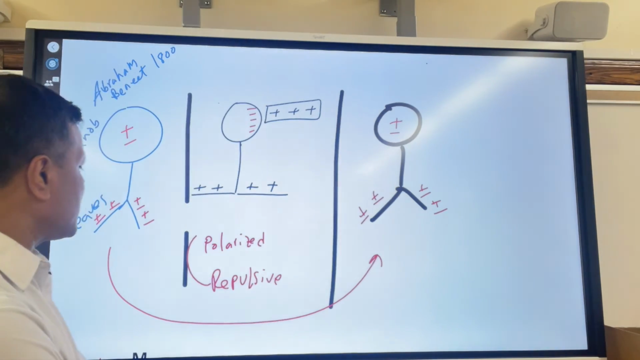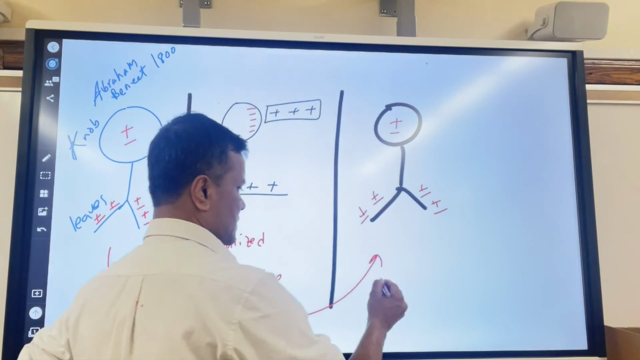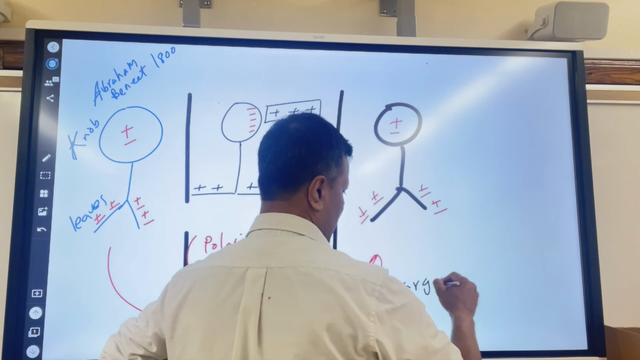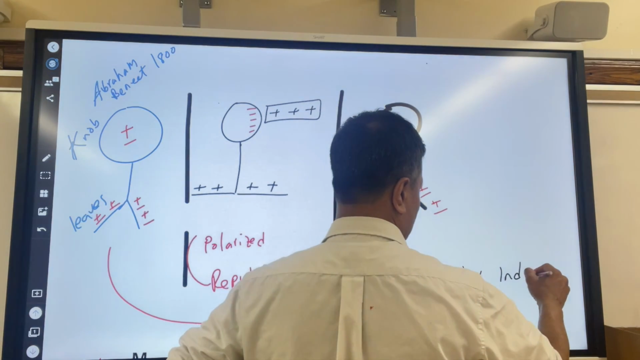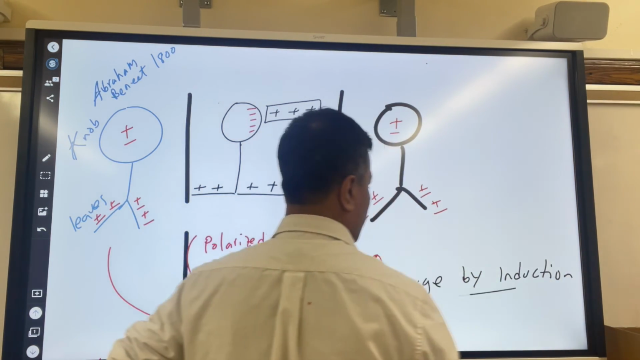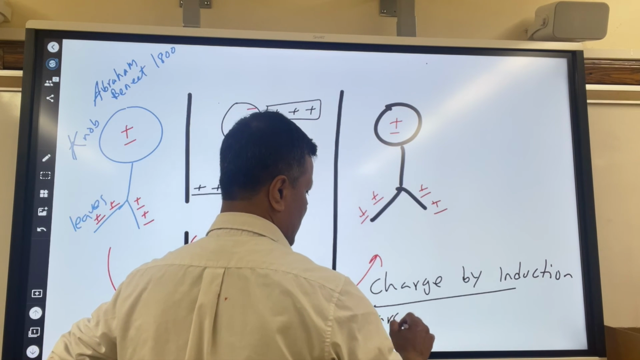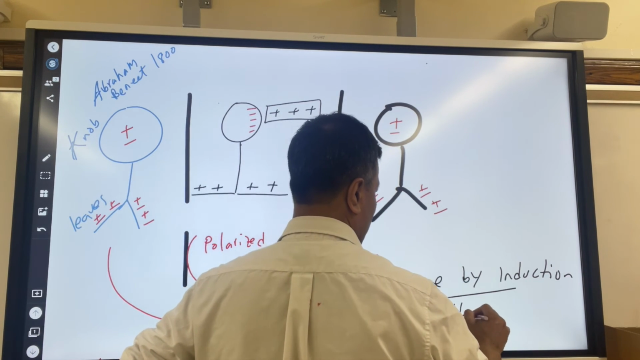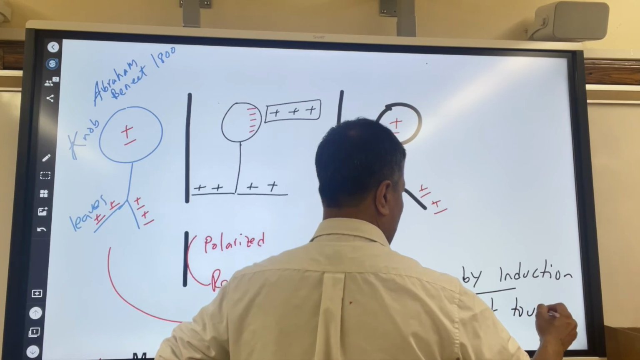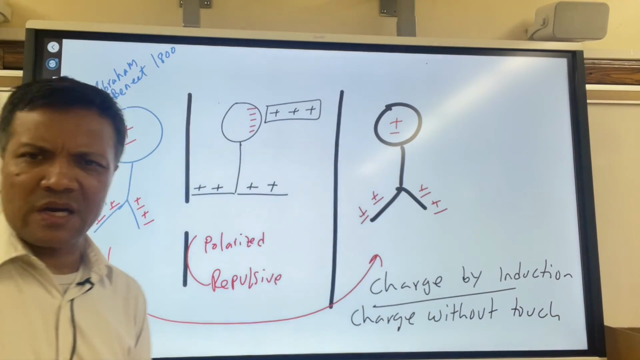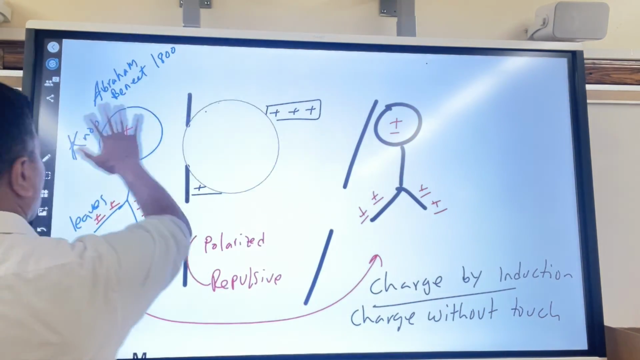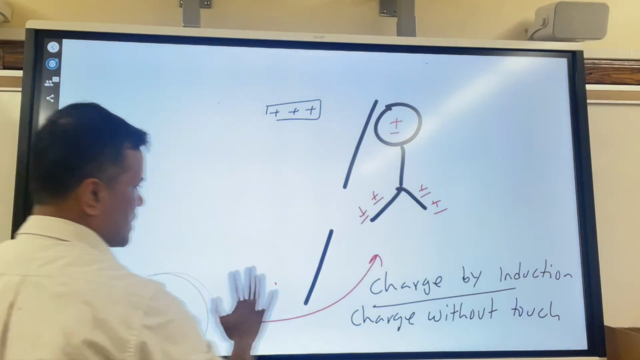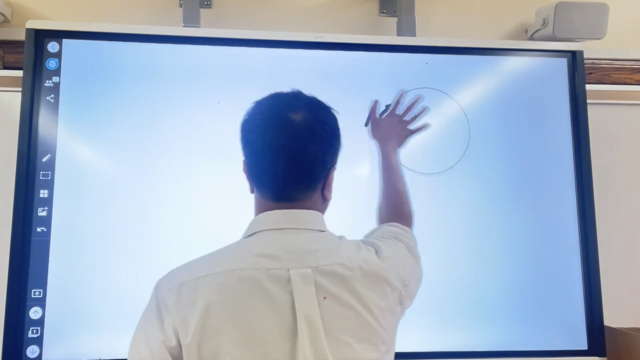So what do we call it? We call it charge by induction. Charge by induction means charge without touch. Without touch. Now you're going to see charge by conduction, charge with touch. And how charge with touch would look like, let's take a look.